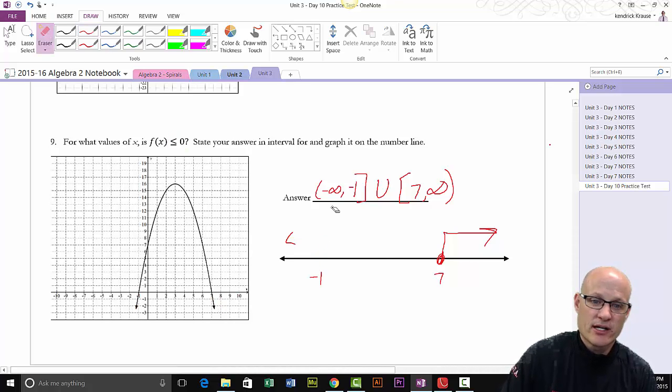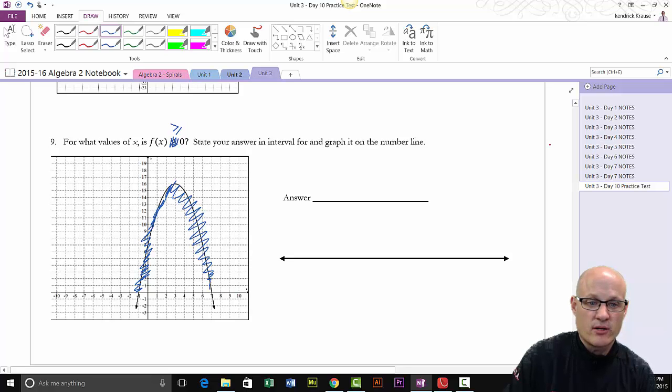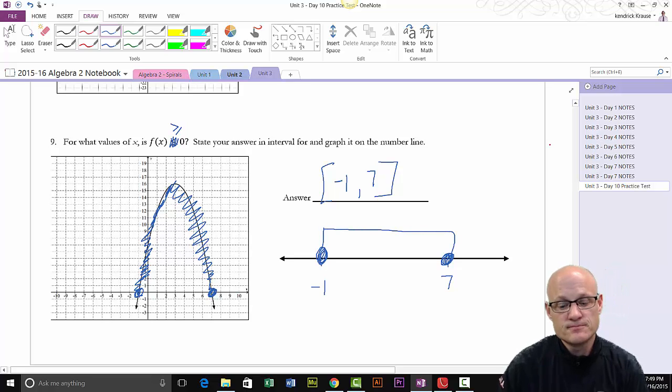And had I not put that on there and I just said, hey, where is it, let's say, greater than or equal to 0? Well, it's greater than 0 when it's above the x-axis, when it's positive. This is all greater than up here. So that would be in between here and here. So in this case, I would do bracket, negative 1, comma, 7, bracket. Or as far as the number line goes, negative 1, 7, closed circle, closed circle. And that, my friends, is the end of the practice test.